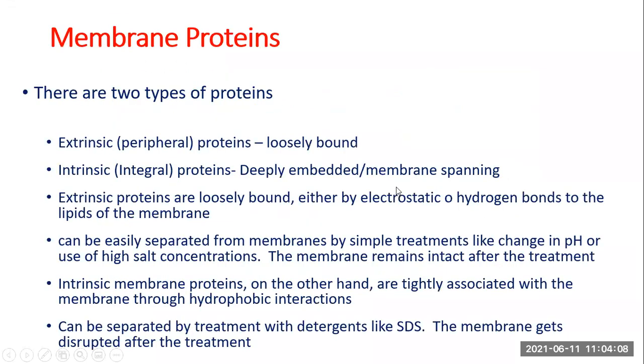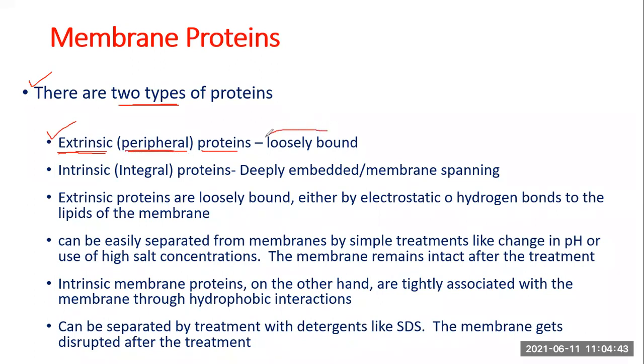Now the second major component in biological membrane is the proteins. Biological membrane proteins can be broadly classified into two types. There are two types of proteins. They can be categorized, they can be grouped into two groups. And what are those two groups? One is called extrinsic, or they are also called peripheral. The first group is called extrinsic or peripheral proteins.